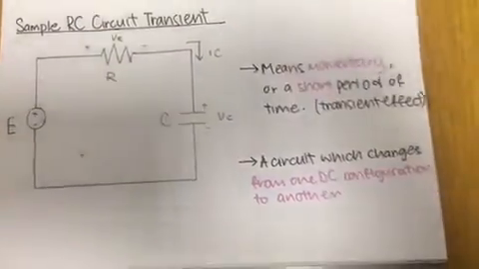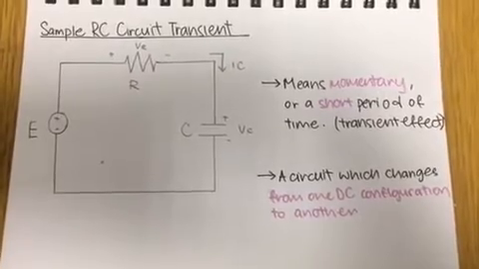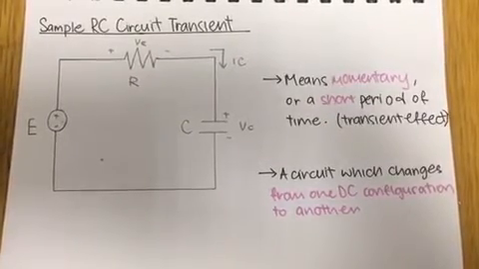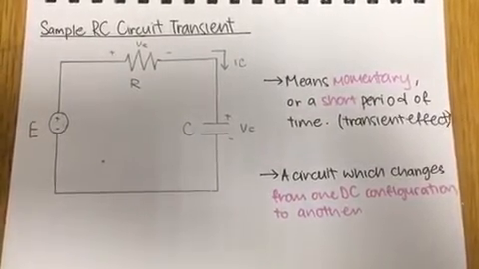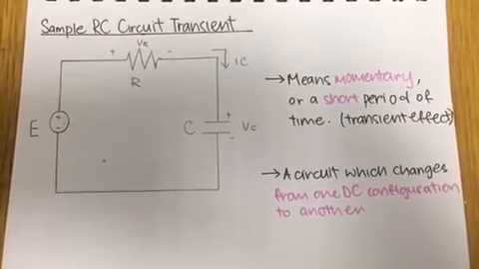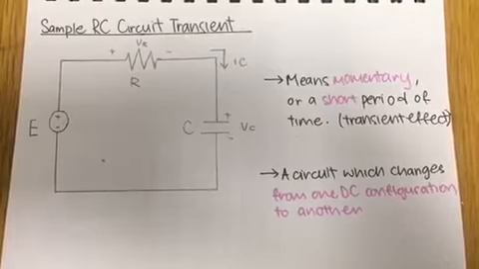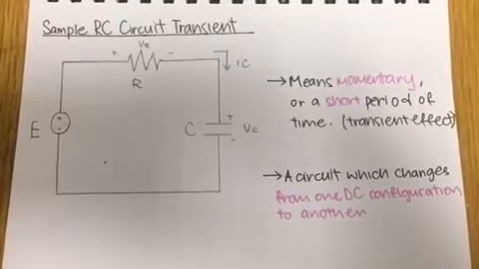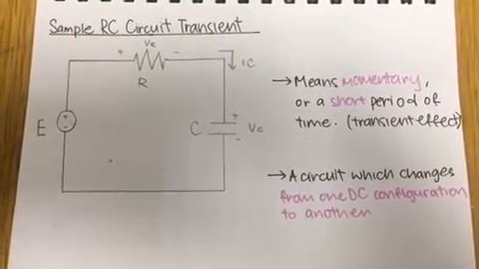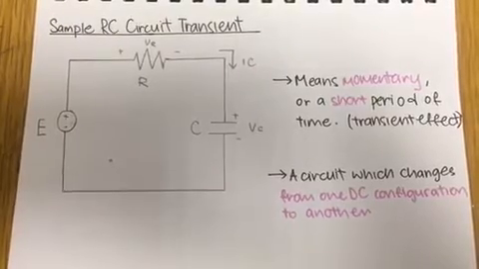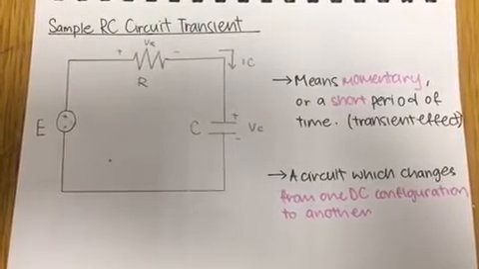A transient circuit changes from one DC configuration to another DC configuration. In between, there will be an interval during which current and voltage are changing as capacitors charge or discharge. Over time, the circuit will settle into a new DC state, where the capacitors are again open circuits. Since this lasts only for a short period of time, this is known as a transient effect.